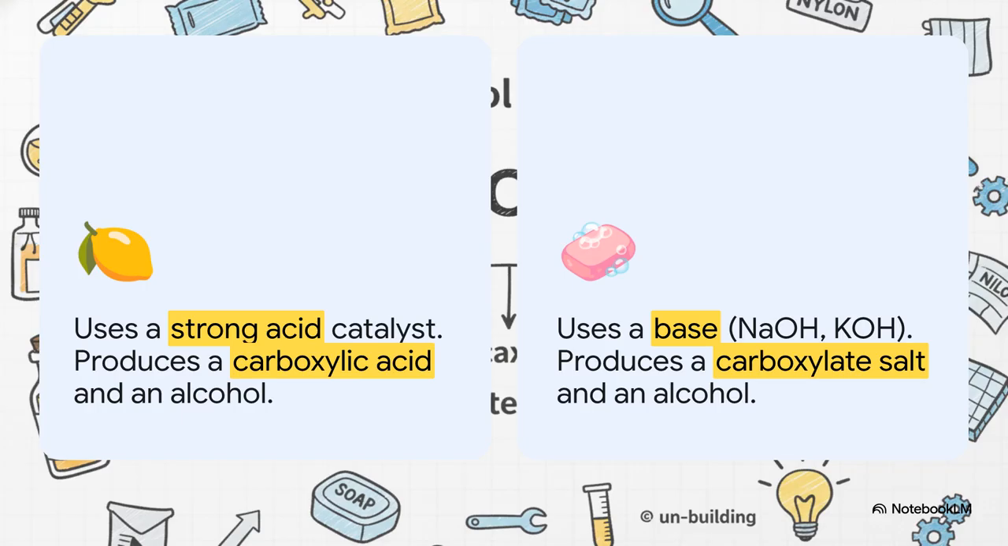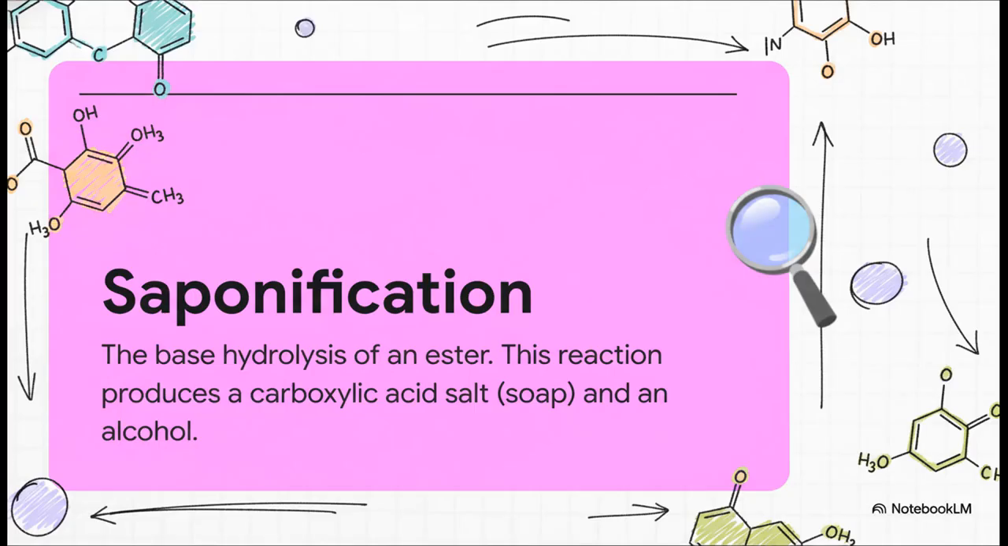On the left, if you use an acid, you perfectly reverse the creation reaction, and you get your original carboxylic acid and alcohol right back. But over on the right, if you use a base instead, something different happens. You still get the alcohol, but the acid gets converted into its salt form, which is called a carboxylate salt. In that process, the base hydrolysis of an ester, it has a special, really famous name, saponification.